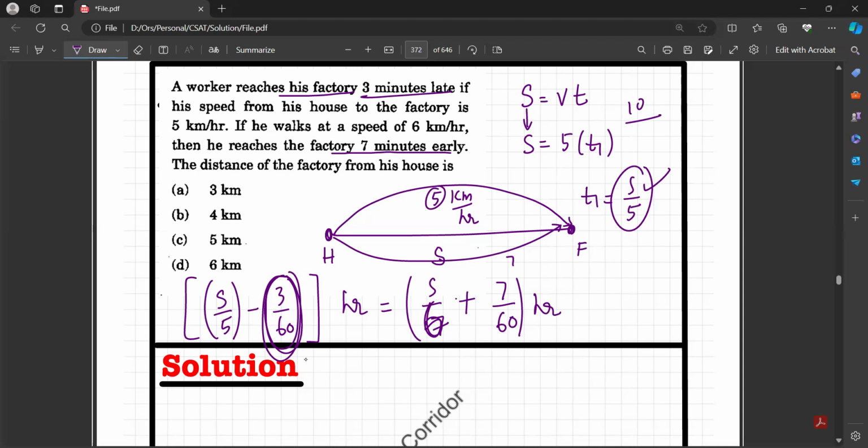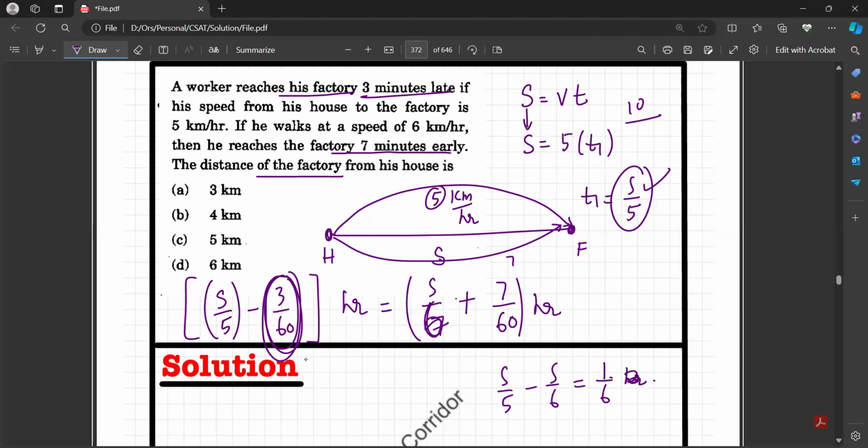I have added that 3 minutes, that means subtracted because it was 3 minutes late, and here I have added 7 minutes, so will both times be the same or not? Now we will solve it. The distance of the factory. Let us find S. S by 5 minus S by 6 will be 10 by 60 hours. That means 1 by 6 hours. Yes or no? Clear?